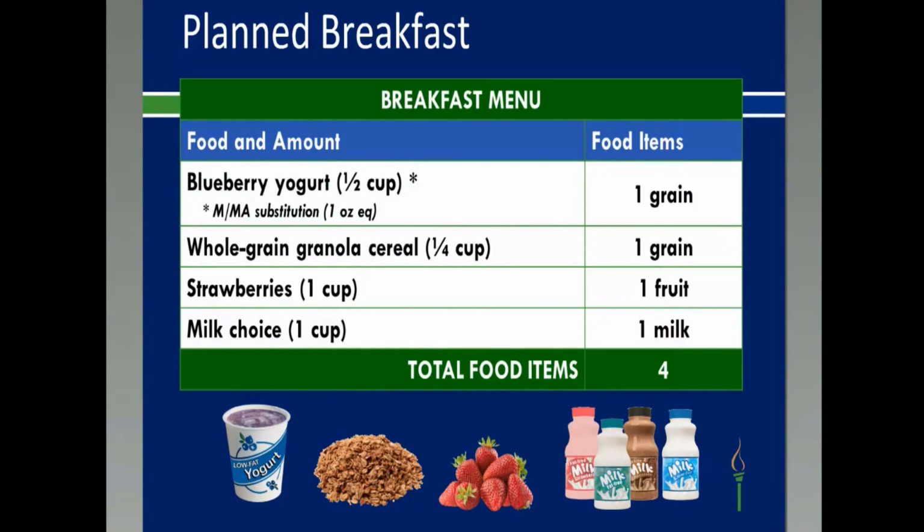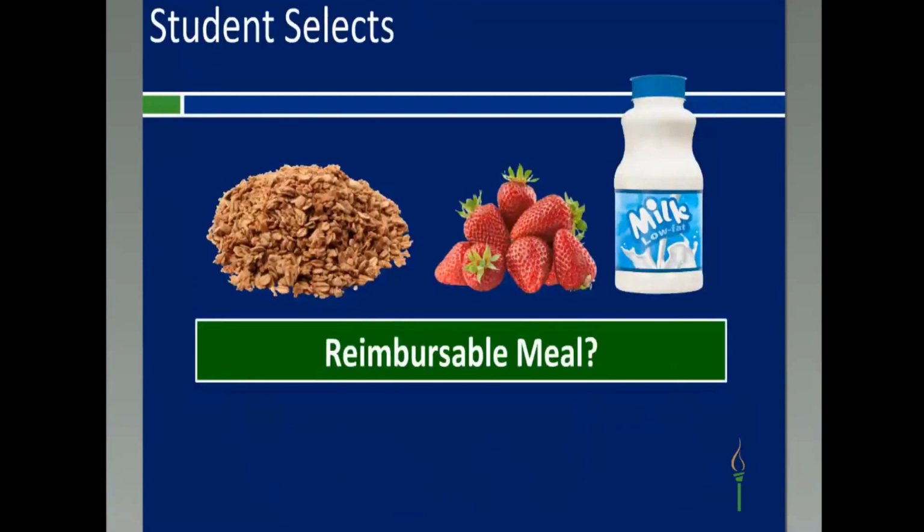Another example of a planned breakfast menu with a blueberry yogurt, this is our meat alternate substitution, 1 ounce equivalent. Also being served is an actual grain, the granola cereal. A 1/4 cup of granola equals 1 grain. Strawberries at 1 cup and a milk choice.